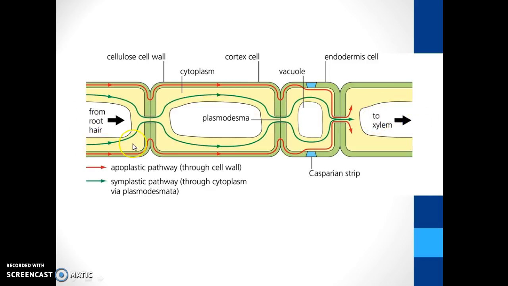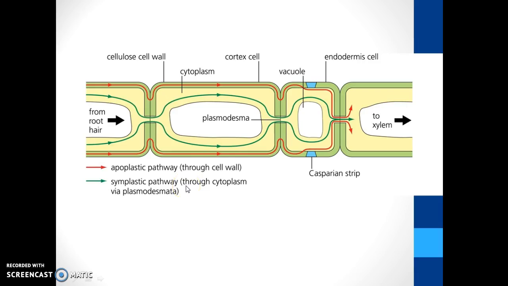We've also got the symplastic pathway. I like to think of it as the simple pathway. It's just going to come through the cytoplasm. So it's coming through the cytoplasm from high water potential to low water potential, and it works its way through all of the cells, through these tiny gaps known as plasmodesma, and it then enters into the xylem there.